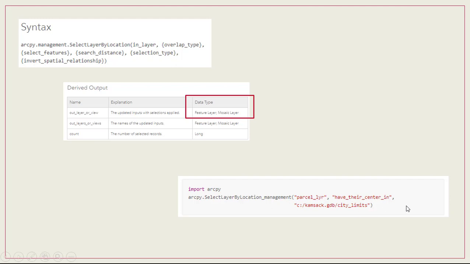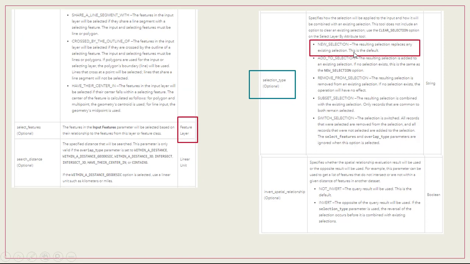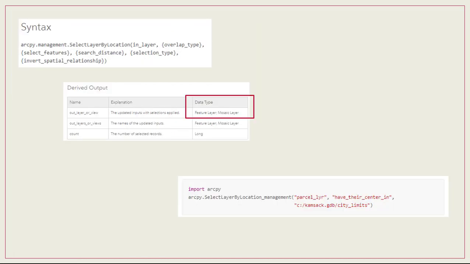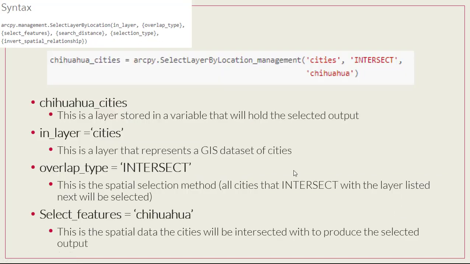Notice we don't have a selection type on here, but when we go back here, we notice that the selection option that gets chosen by default is new selection. So even though we don't put it into our code here, it is automatically assumed that we want a new selection. Okay, one more chance to look at this syntax and look through another example.